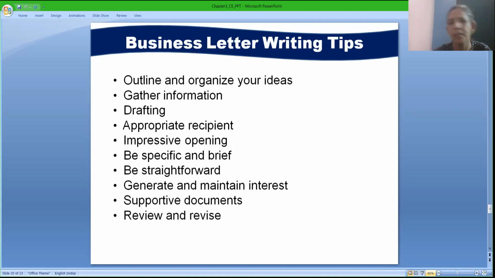Wait for a time, take a 5 to 10 minute break, and reread it to see whether you have captured all the important points or not. Sometimes it may happen that at one go, when you are writing a letter, you may skip certain important points. You might have forgotten certain important points which you did not capture in the letter. So before you send or before you post, it is advised that whenever you are writing a letter, wait for a while.